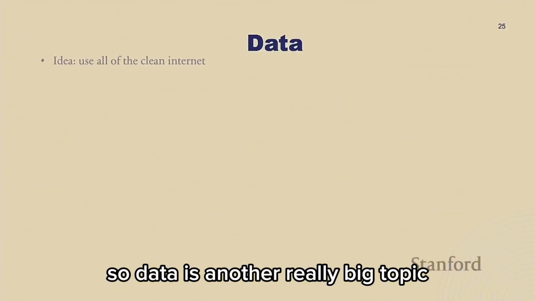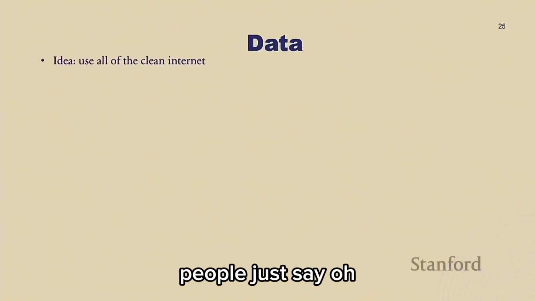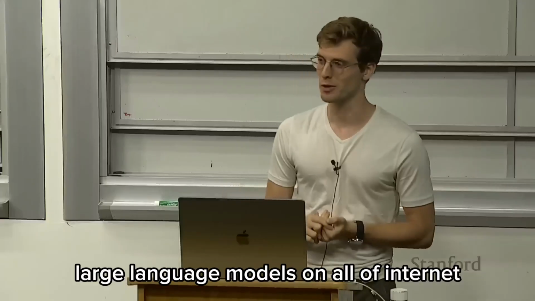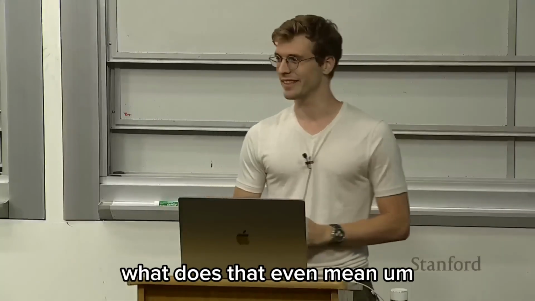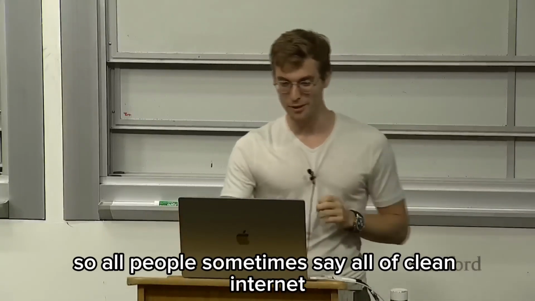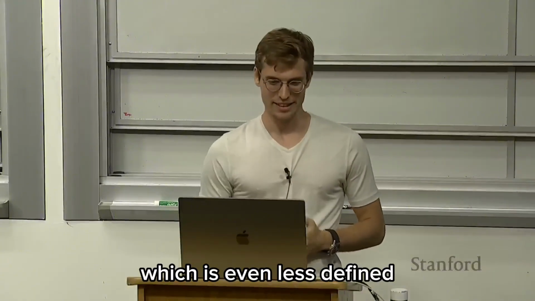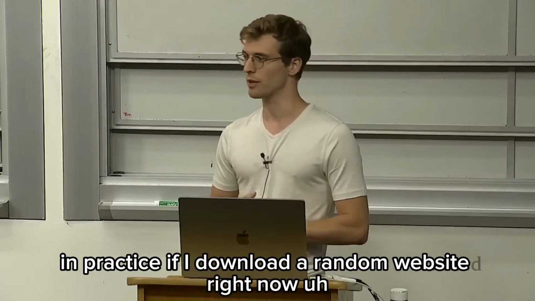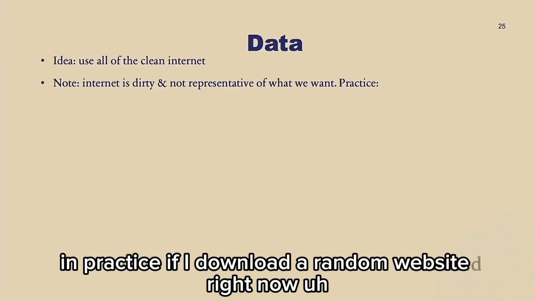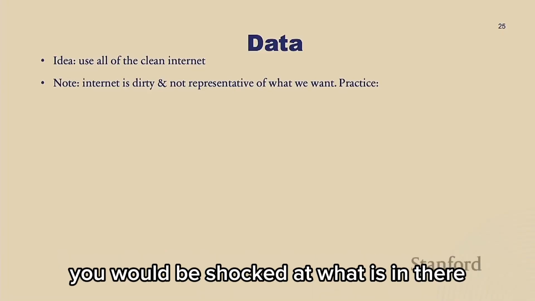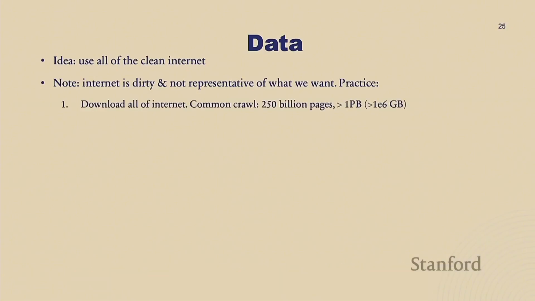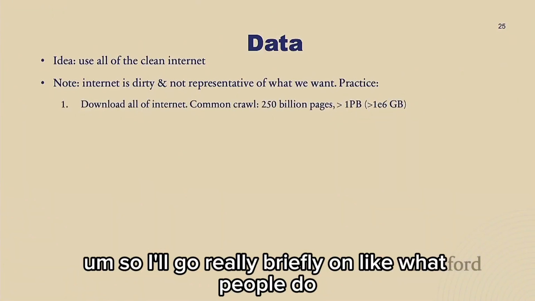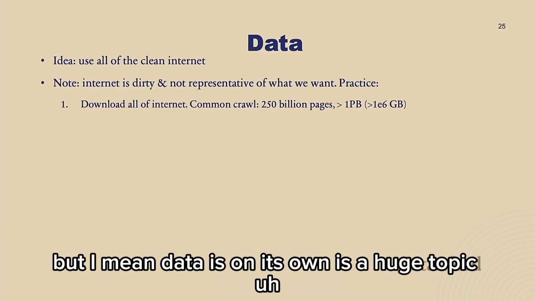Data is another really big topic. At a high level, people just say, oh, you basically train large language models on all of internet. What does that even mean? Or people sometimes say all of clean internet, which is even less defined. The internet is very dirty and really not representative of what we want in practice. If I download a random website right now, you would be shocked at what is in there. It's definitely not your Wikipedia. So I'll go really briefly over what people do. I can answer some questions, but data on its own is a huge topic.